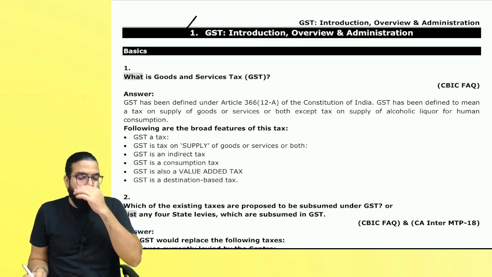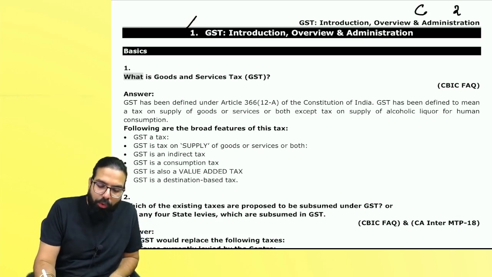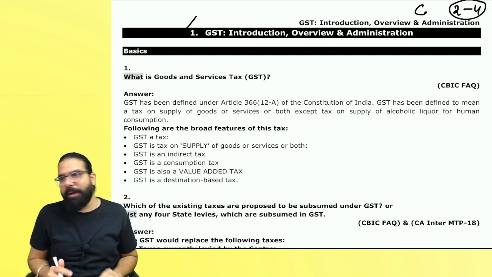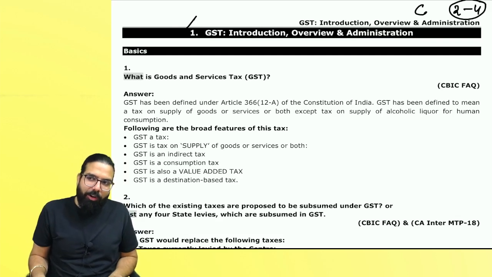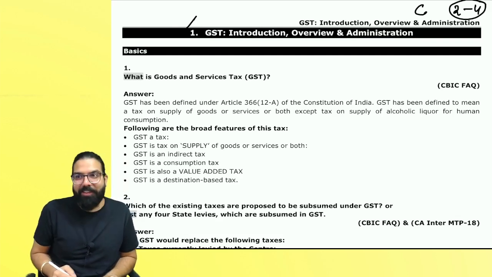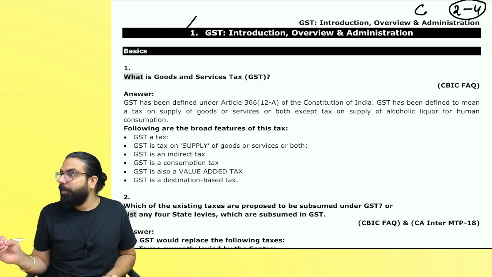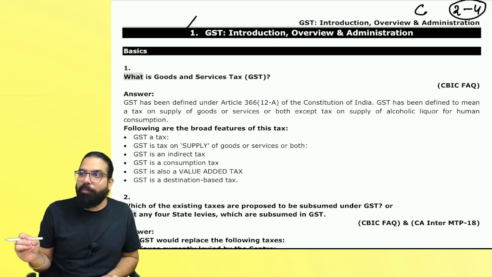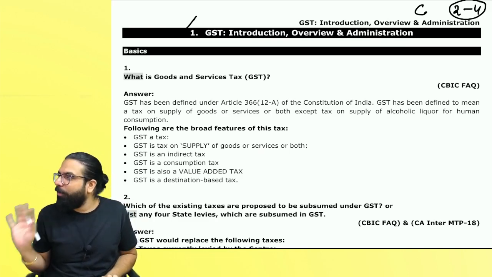GST Introduction, Overview and Administration. Sir, what kind of a chapter is it? It's a C graded chapter. 2 to 4 marks is the maximum expected out of this chapter. Okay, everyone? Now, sir, that means I will not practice? Everyone over here now. You know what? Every drop of water makes the ocean. 42 chapters are there for you to study. Correct? Every chapter you leave 3 marks and go.